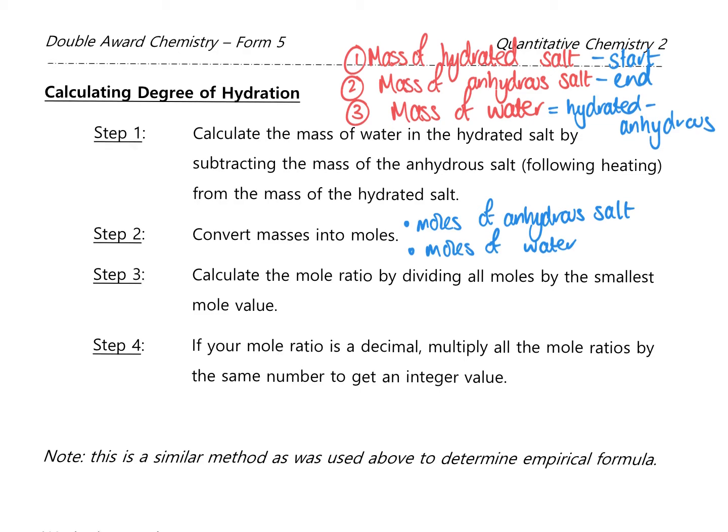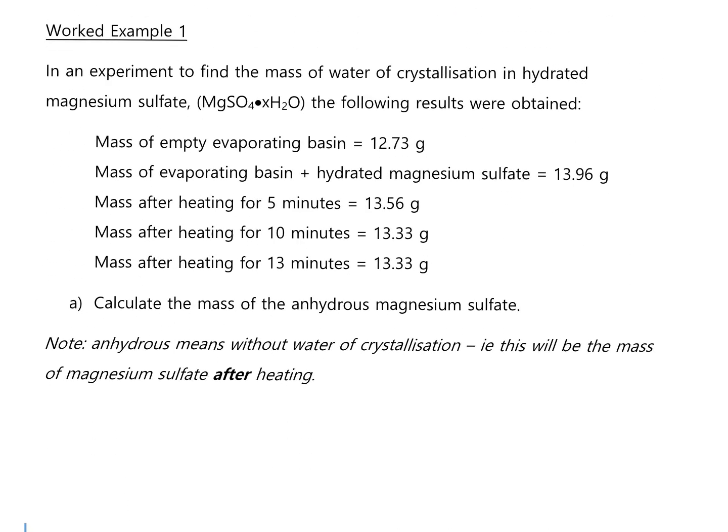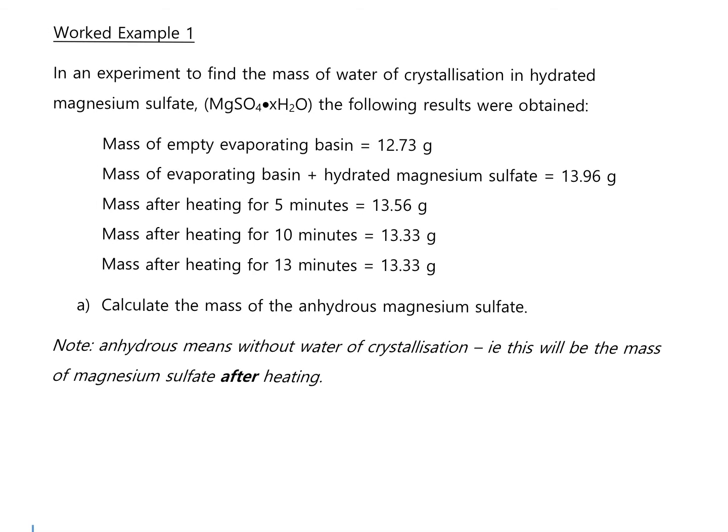So let's have a look at two worked examples, and you'll find, again, these are really similar to the ones that we did with determining the empirical formula from experimental data. So it says here, in an experiment to find the mass of water of crystallization in hydrated magnesium sulfate, the following results were obtained. What we're essentially trying to do is determine the value of X. How many water molecules are there for every 1 molecule of magnesium sulfate?